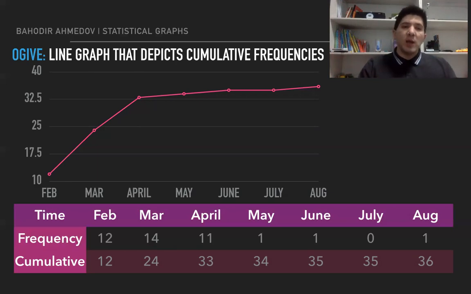So we need an Ogive if I would like to understand the rate of change of something. An Ogive is used for the cumulative frequencies, and it's mostly used if we would like to understand the rate of change of something.